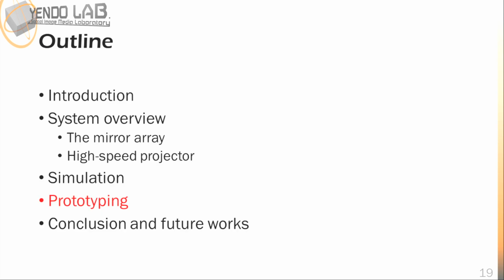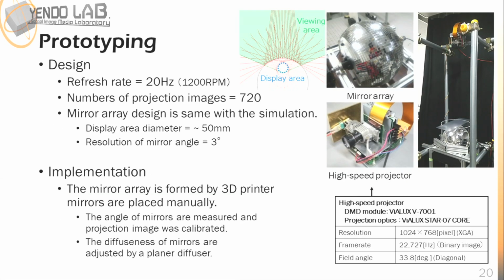In the next section, we talk about prototyping and experiment. Here is the design of the prototype. The refresh rate is 20 Hz and the number of projection images is 720. We formed the ball mirror by using a 3D printer, and 3,000 mirrors were placed by hand, one after another. There were errors in the array of the mirrors, in the angle of the mirrors. The mirror direction was measured and the projection image was calculated.